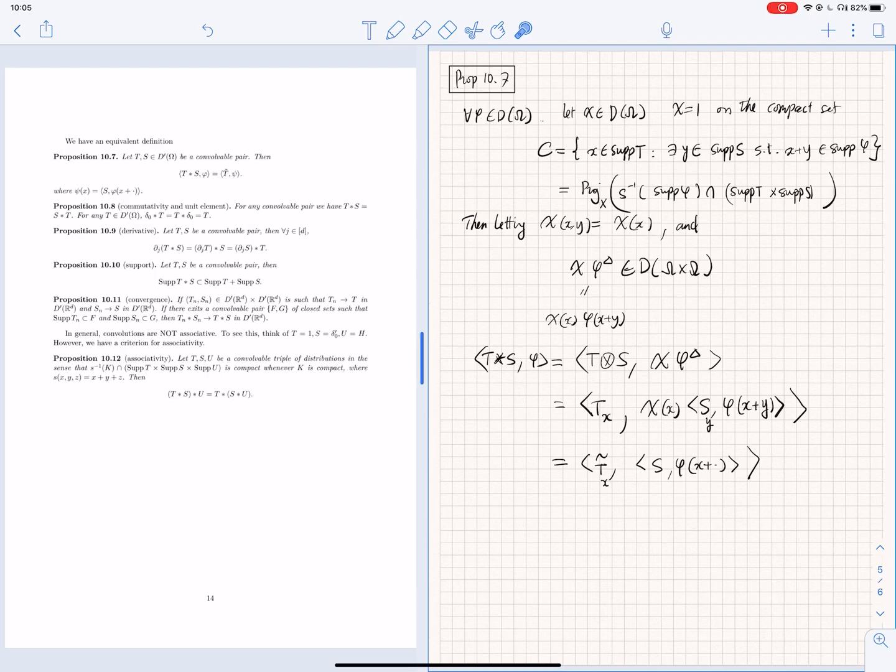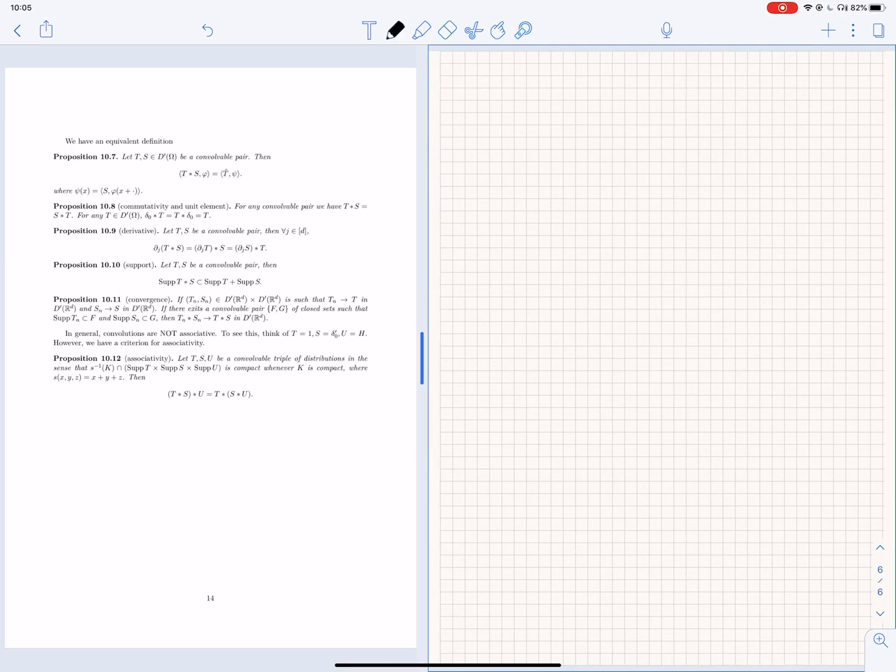Okay, so next, for the rest of the lecture, I'm going to show a bunch of basic properties about convolutions. And the first thing is commutativity. We know already that we cannot commute the tensor product. Okay, there are typical examples. But convolution we can commute. So let's show this. Proposition 10.8, commutativity.